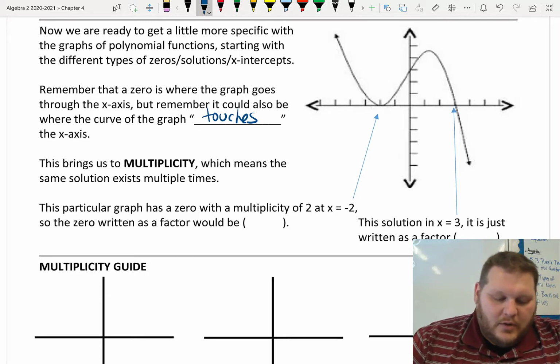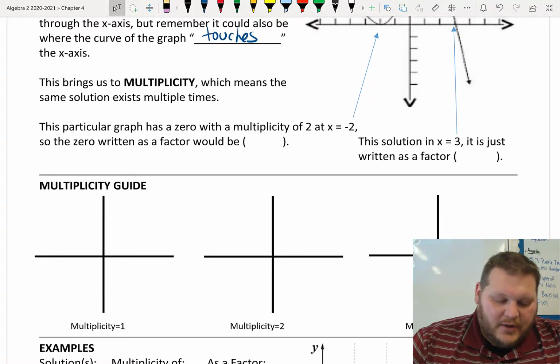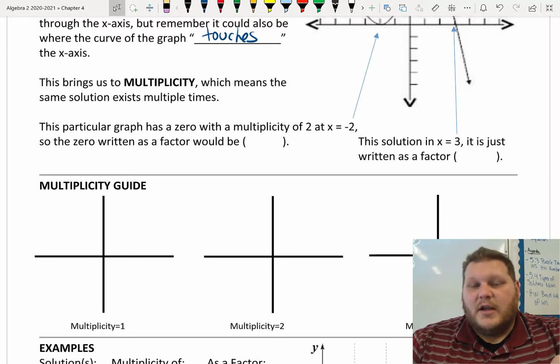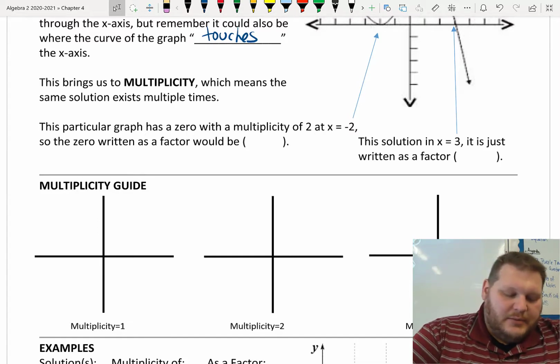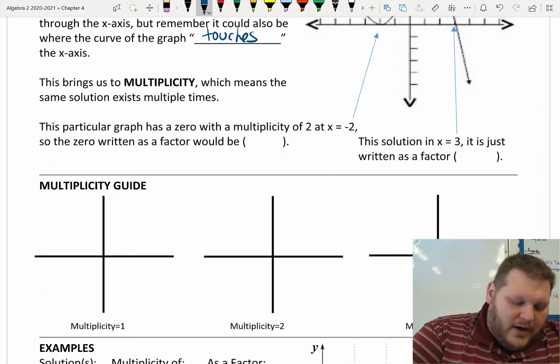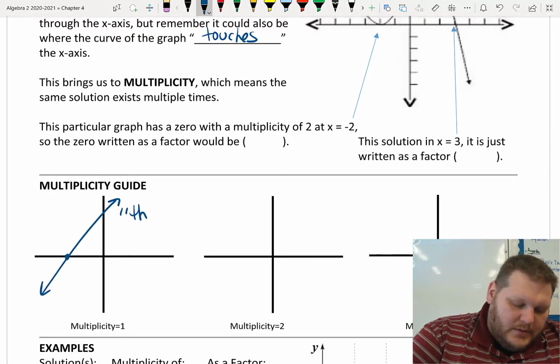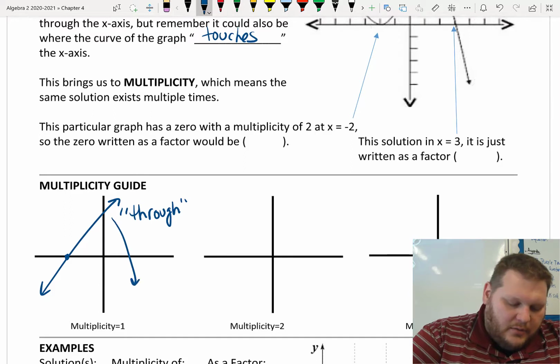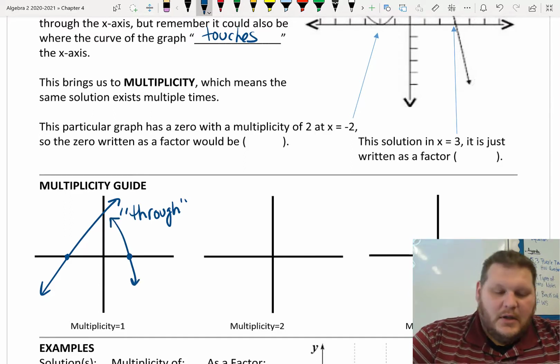We're going to go down here to the multiplicity guide real quick. I know we've already gone through this before, but just to remind you, we have three different ways that we could have multiplicity that we have seen in this class and will see in this class. We have a multiplicity of 1, which is where my graph goes straight through. Again, it could be either direction, going through, up or down, really depending on your philosophical beliefs.